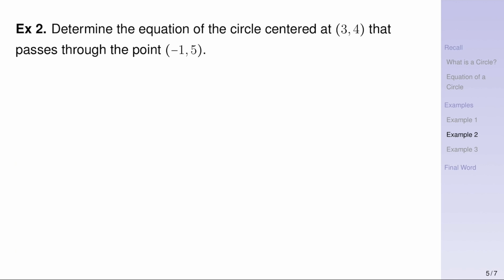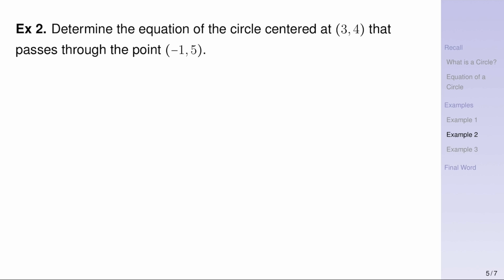Here, our goal is to determine now the equation of the circle with the facts given that it is centered at the point 3, 4 and that it passes through the point negative 1, 5. To solve this one, you may first try this on your own before we proceed. Okay, good. So let's work on this problem.